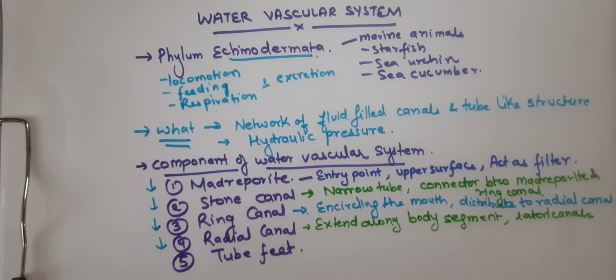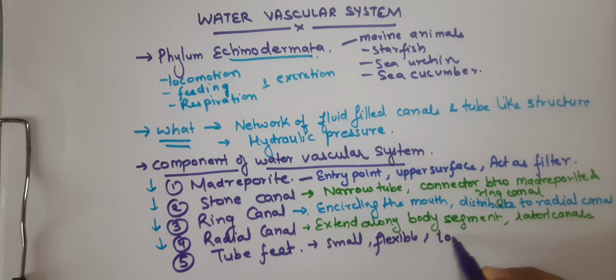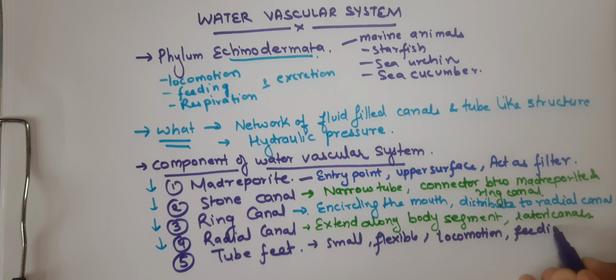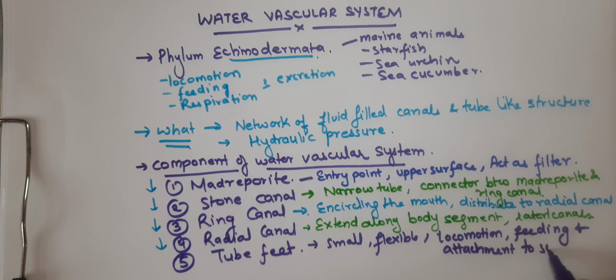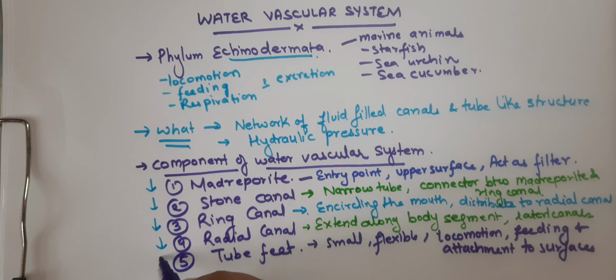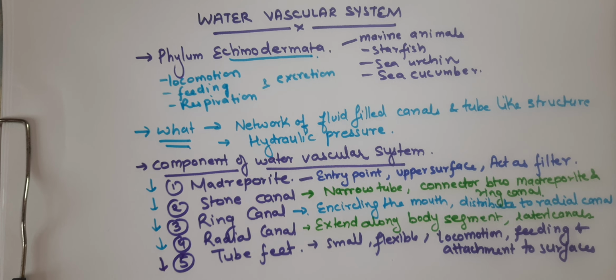The last component of the water vascular system is the tube feet, that is the podia, and this is a small, flexible, hollow extension that is connected to the radial canal. So these tube feet are used for locomotion, feeding, as well as attachment to surfaces. So students, this is all about the various components of the water vascular system.